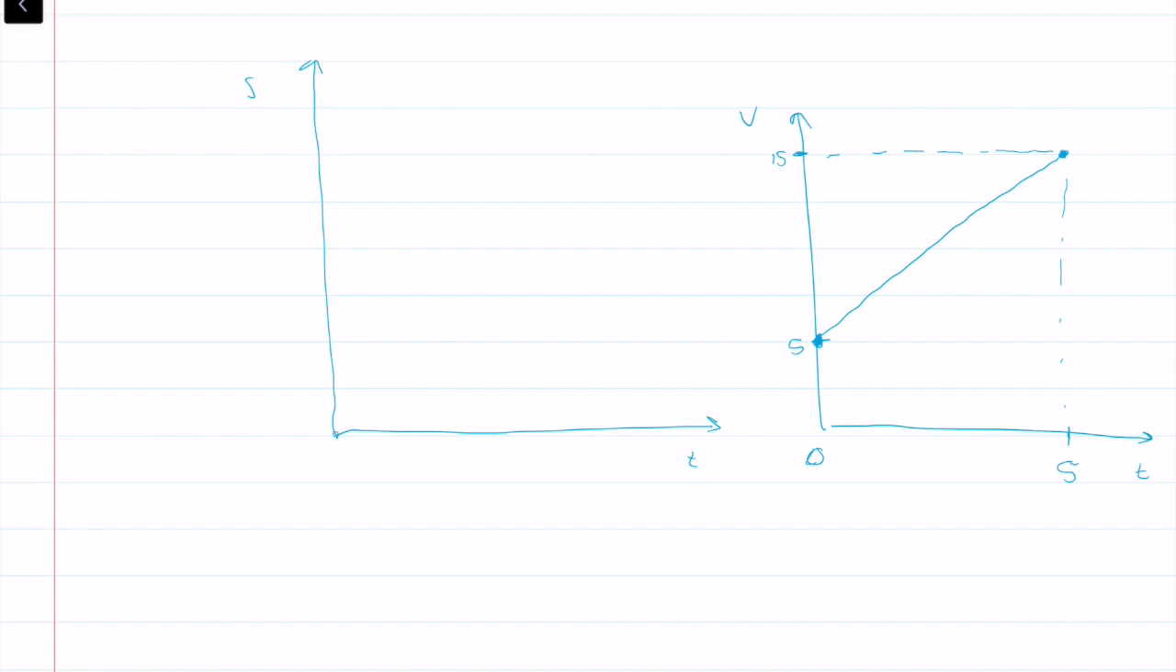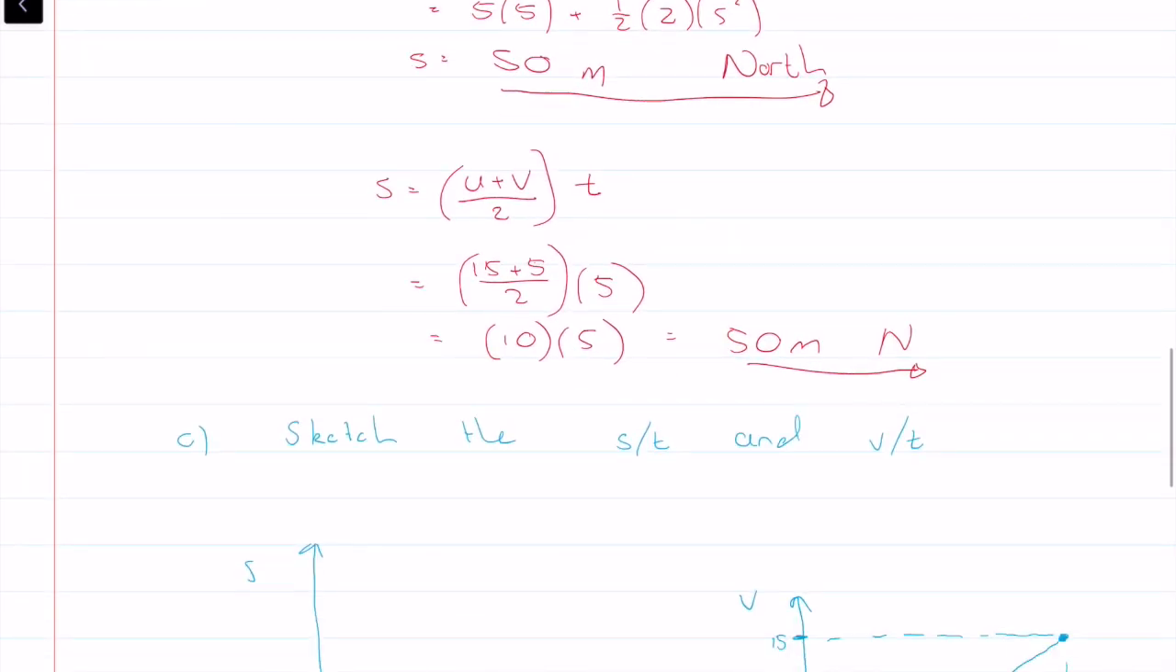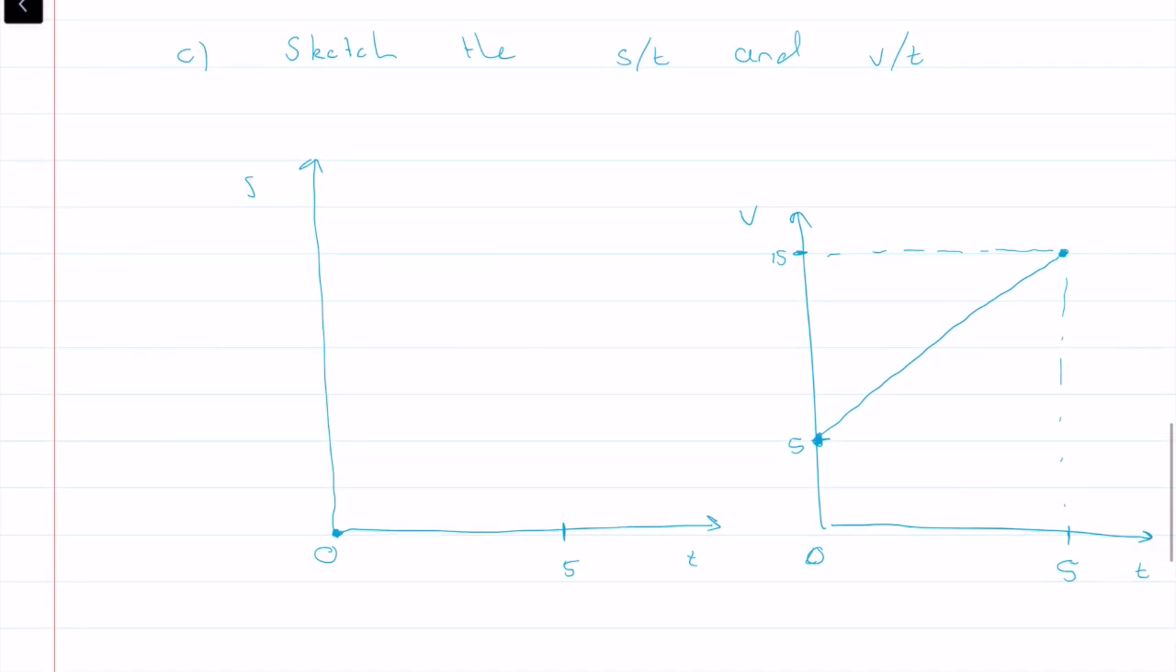Okay, then we have our displacement time graph. We know that at time equals 0, our position is equal to 0. So we're setting ourselves at the reference frame of the robot. Then at time equals 5 seconds, we know we're at a distance of 50 meters. So now the question is, how do we get to that point? Is it a straight line? Is it changing? What does it look like?